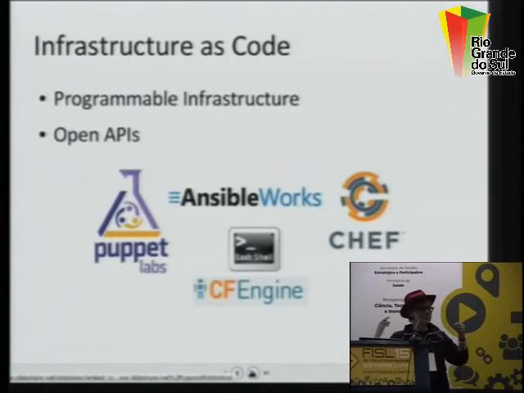So we started to look at infrastructure as code. We started using things like Puppet or Chef or a newer one, Ansible. And I started using Bash and working with the open APIs to take on infrastructure almost as a coding practice. So that's where the DevOps stuff started coming into play.